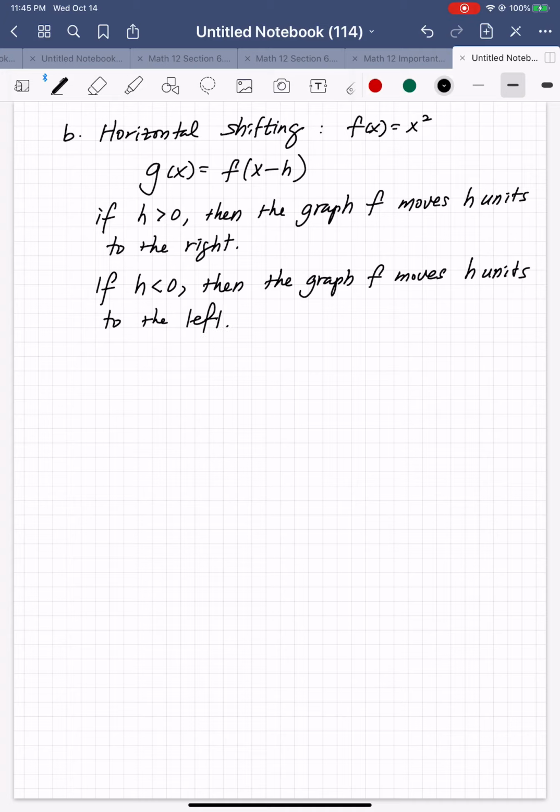So what does that mean? Let's say your g function is x minus 3 squared. When I say h, it always comes with a negative, okay? So you got the negative, which means your h in here is 3, which is positive. So it goes to the right from the f of x equal to x squared.